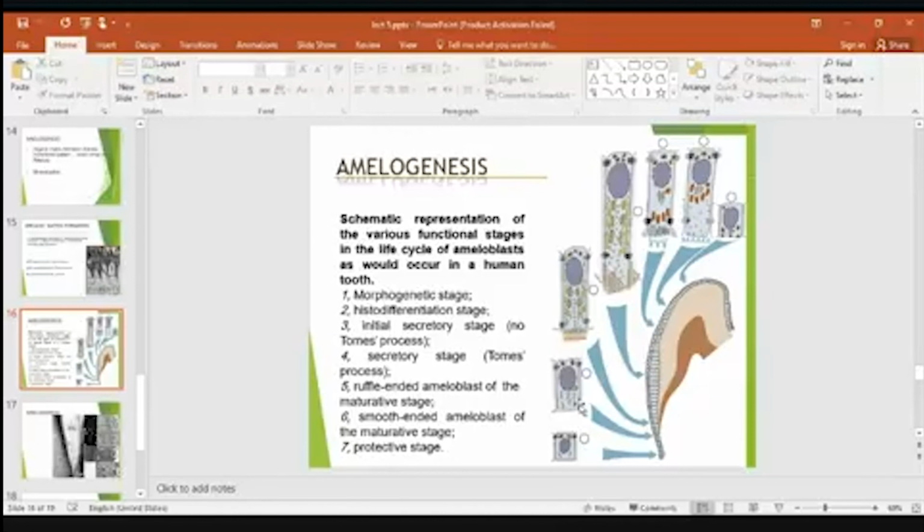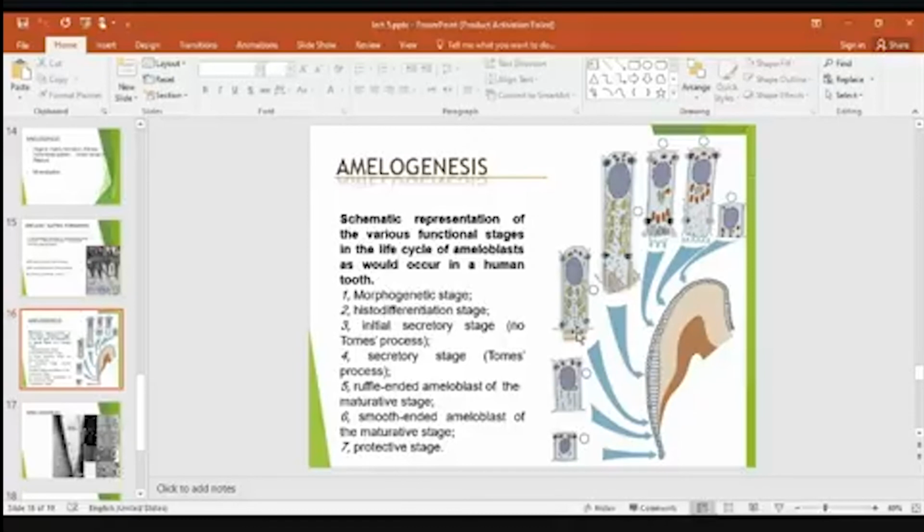بالستيج 3 initial secretory stage no Tom's process. هنا تبدي سكريشن للانامل، بس بعد ما متكون عندنا التومز بروسيس مالتها، ما وصلت الماتوريشن ستيج. initial secretory stage no toms process. لكن هنا مثل ما نشوف بالدايجرام هذا انه الانامل شبيه الانامل بدا يتكون، وهذا الانامل طبعا ماتريكس انامل، يعني ما بي مينراليزيشن، ما بي مينرالز.